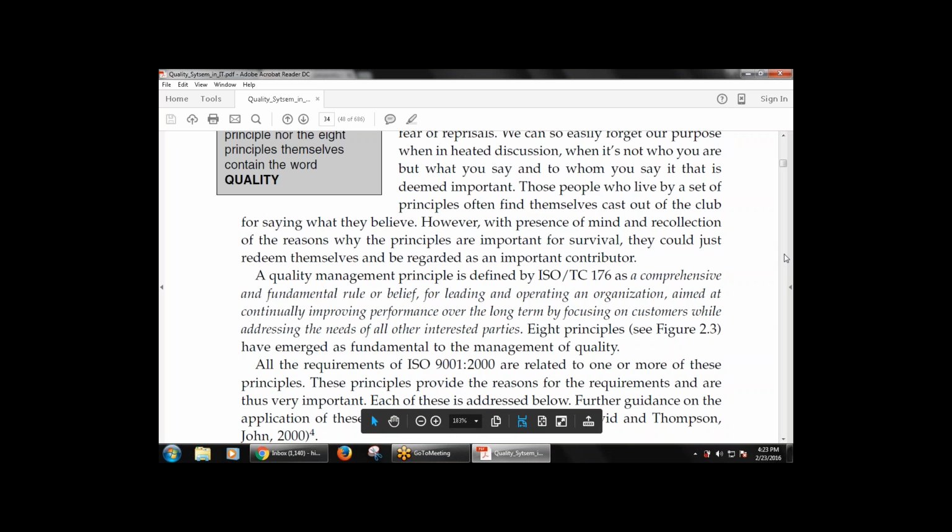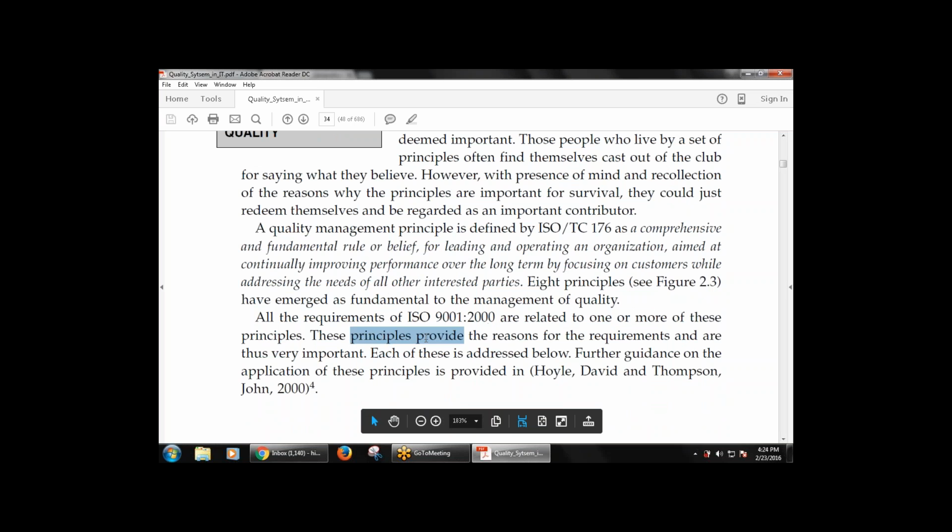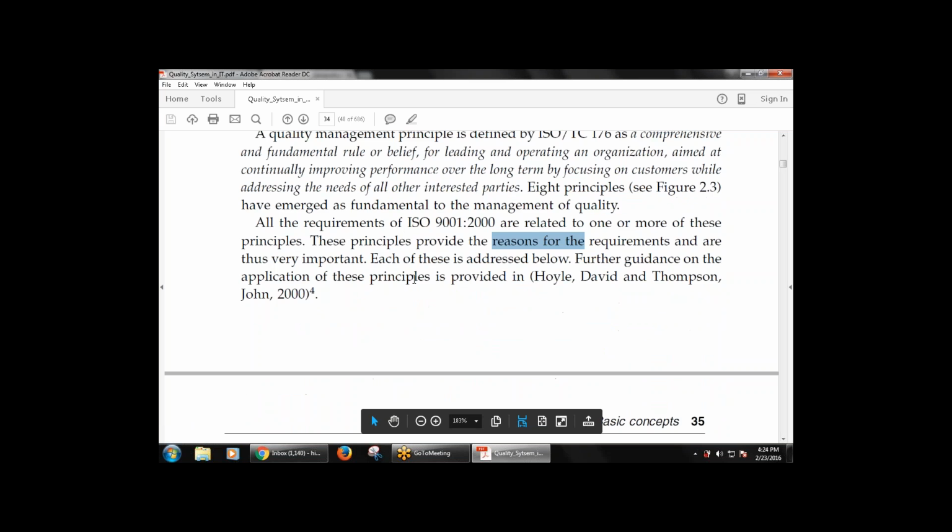There are eight principles that have emerged as fundamental to the management of quality. All the requirements of ISO 9001:2000 are related to one or more of these principles, and these principles provide the reasons for the requirements and are therefore very important. Each of these is addressed below. Further guidance on the application of these principles is provided.